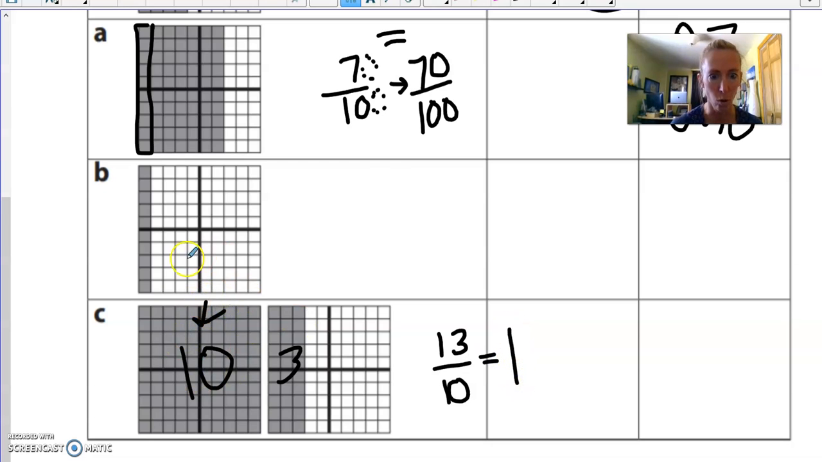Or that's the same thing as 1 whole right here. This is 1 whole dollar or whatever you're thinking of. And then is there another whole dollar? No, there's 3 tenths of another. Okay, could be written either way in tenths.